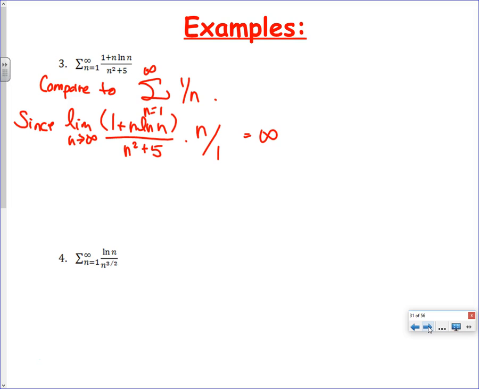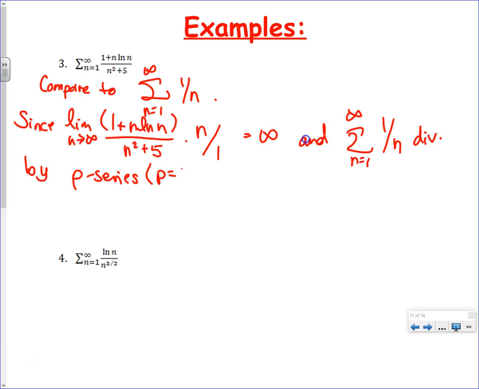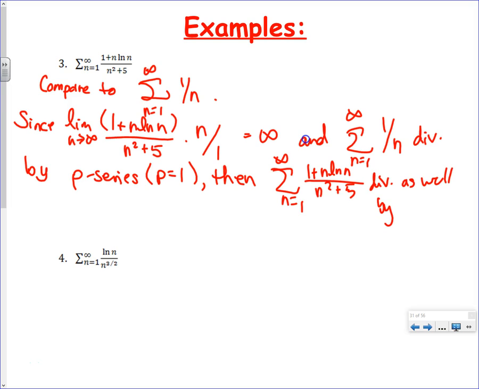So since the limit equals infinity, and the sum from n equals 1 to infinity of 1 over n diverges by p-series, p is equal to 1, then my original yucky thing that I definitely did not want to do an integral thing to, and it wasn't near as nice to do everything else to it, diverges as well by limit comparison.